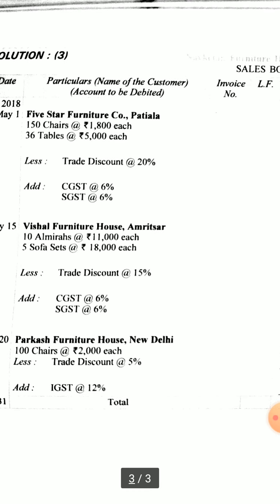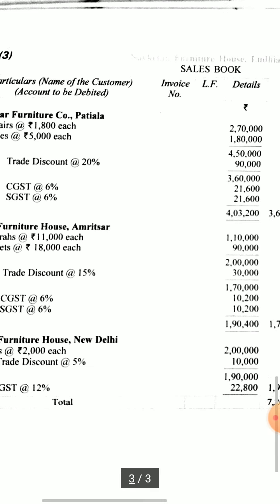Again Prakash Furniture House: 100 chairs at the rate of rupees 2,000 each, trade discount 5%. Now since the goods were supplied to New Delhi, here IGST will be applied. IGST is CGST plus SGST, so 12%.